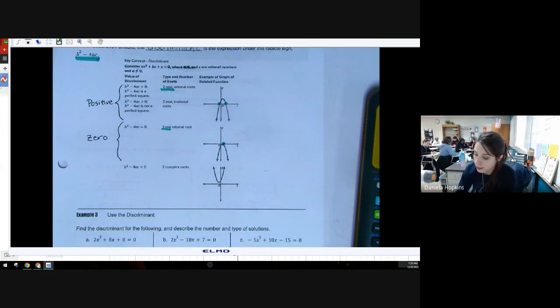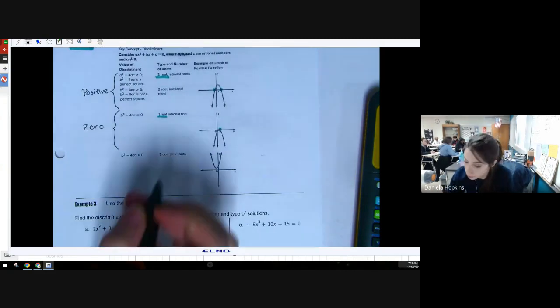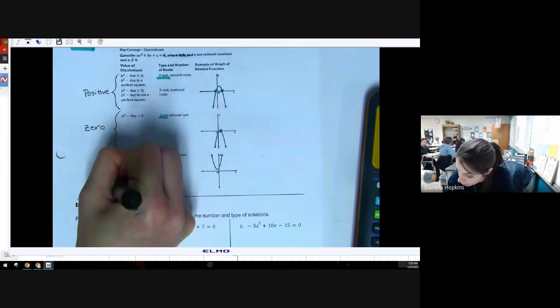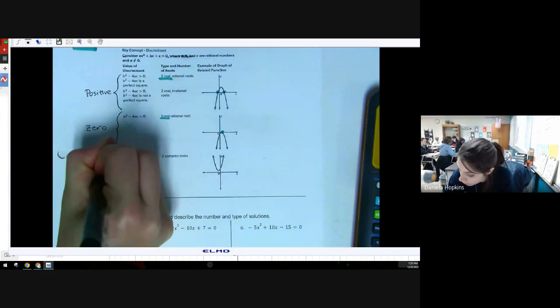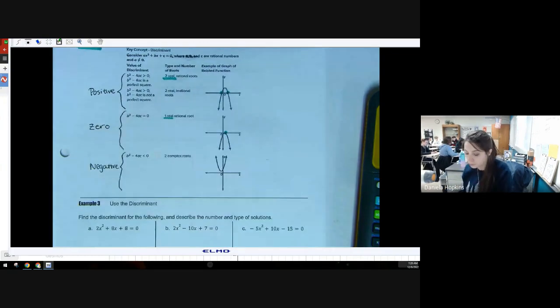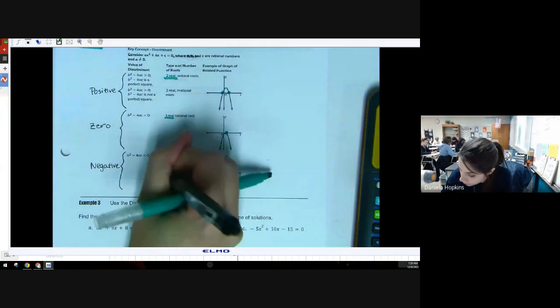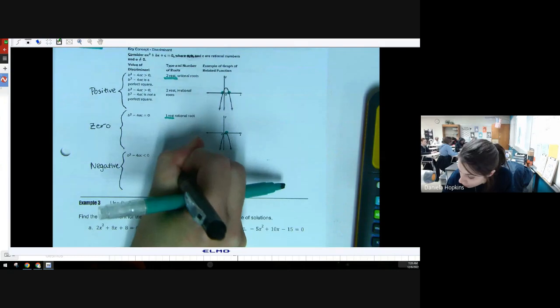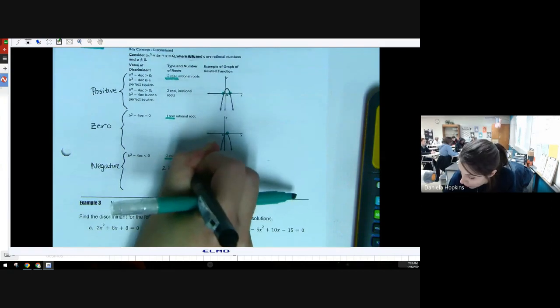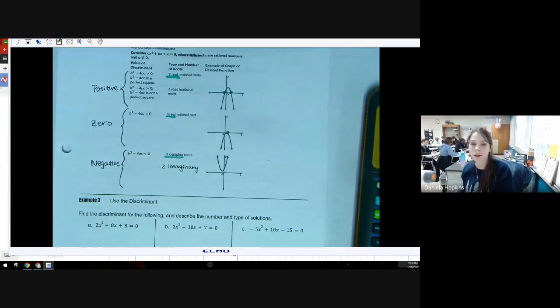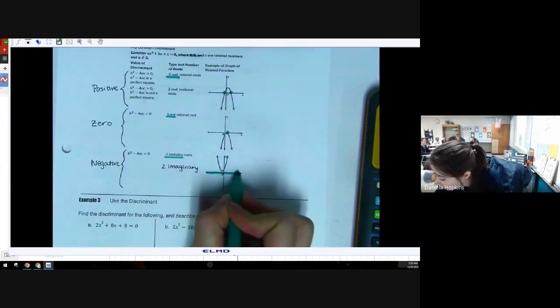And then the last thing that can happen is that you got a negative under your square root. And when you get a negative under your square root, this is where you have two complex solutions, that's probably more correct, but I always say two imaginary solutions. I think I put it in Go Formative as two imaginary. You'd have two imaginary solutions where this thing never hits the x-axis. It's either floating above it or it's floating below it.